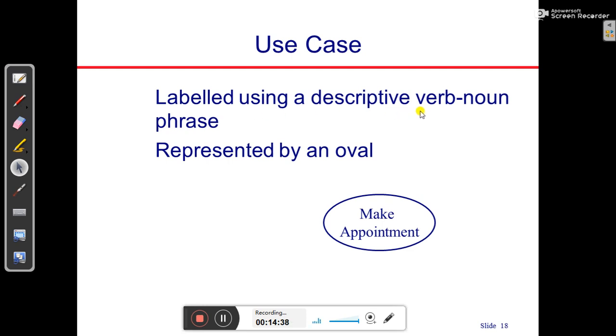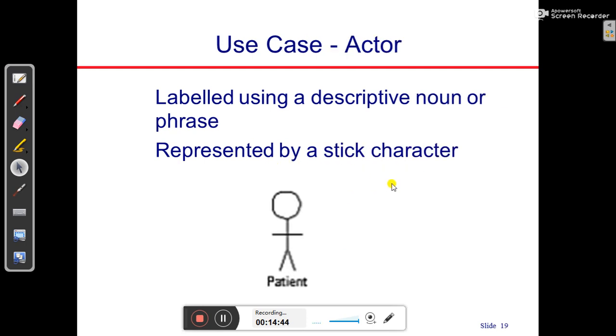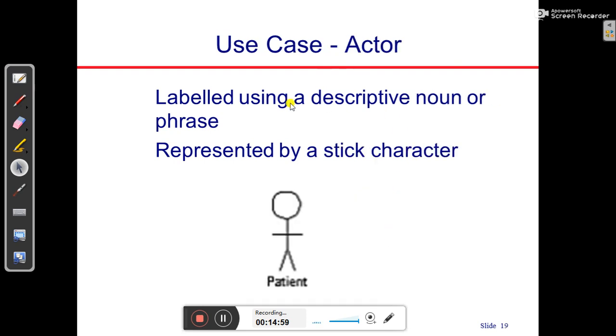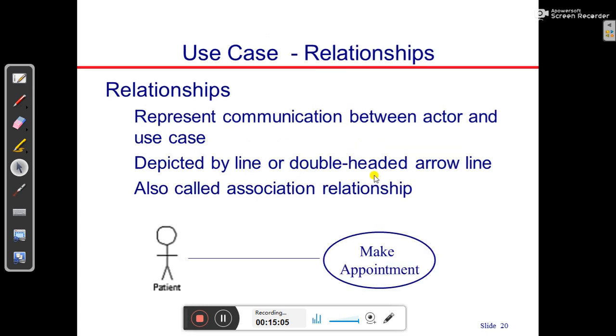A use case is labeled using a descriptive verb noun phrase. Here you can see the verb noun phrase represented by an oval. An actor is labeled using a descriptive noun or phrase. In the case of a use case, we can use a verb noun phrase, but in the case of an actor, we need to use a noun or phrase only, represented by a stick figure. A relationship represents the communication between actor and use case, depicted by a line or double-headed arrow line, also called an association relationship.